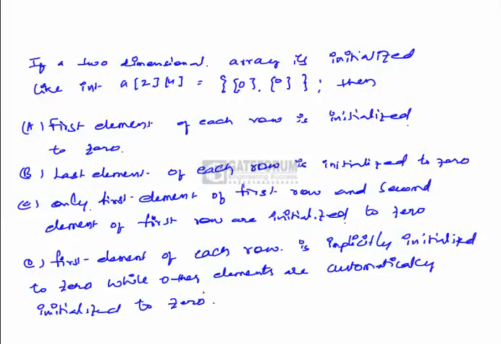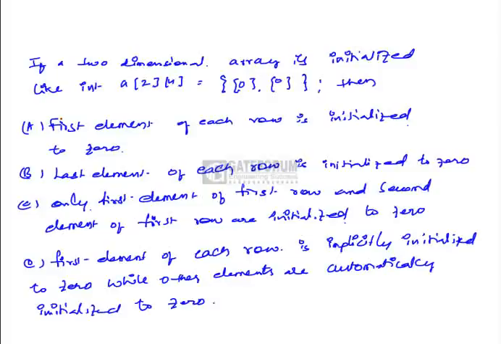If a two-dimensional array is initialized like int a[2][4], that is, a is an array of type integer which stores integers with 2 rows and 4 columns, is initialized to a set of 2 sets, and both sets contain element 0. Then option A, first element of each row is initialized to 0.